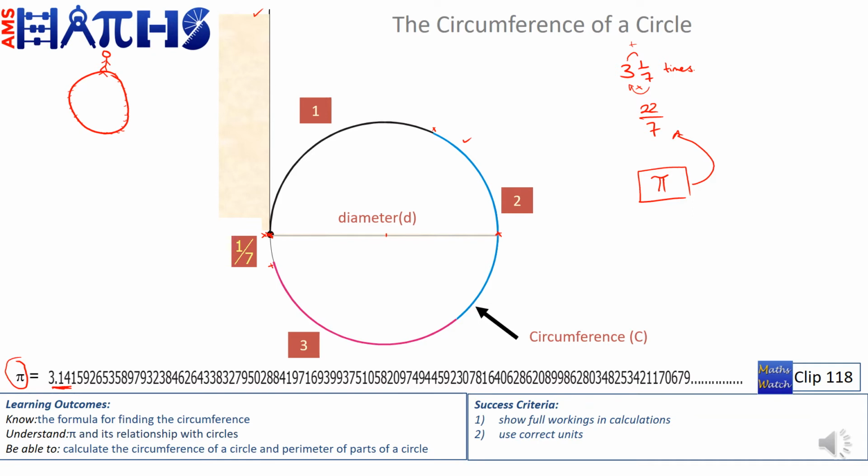Okay, for short, we usually use pi to approximately 2 decimal places, so 3.14 is what we use to represent pi. So remember the symbol pi. We get it when we divide the circumference by the diameter, and that gives us pi.